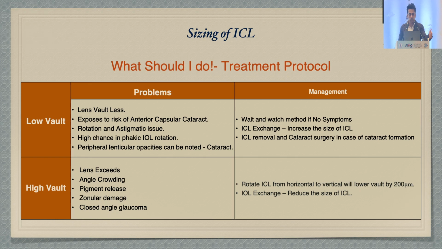If you have symptoms, exchange the ICL, increase the size of the ICL to make it a snug fit. If you have a low vault, that means it's not sitting too high. You want to increase the size so that it fits snug and sits up. If you have a high vault, you want to reduce the size and make it fit a little low. That's the ideology you want to work with. So that's why the sizing is quite key and important to understand.